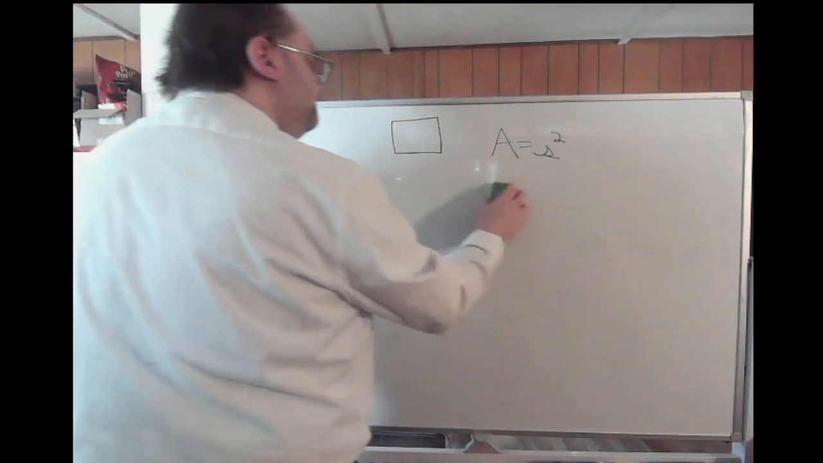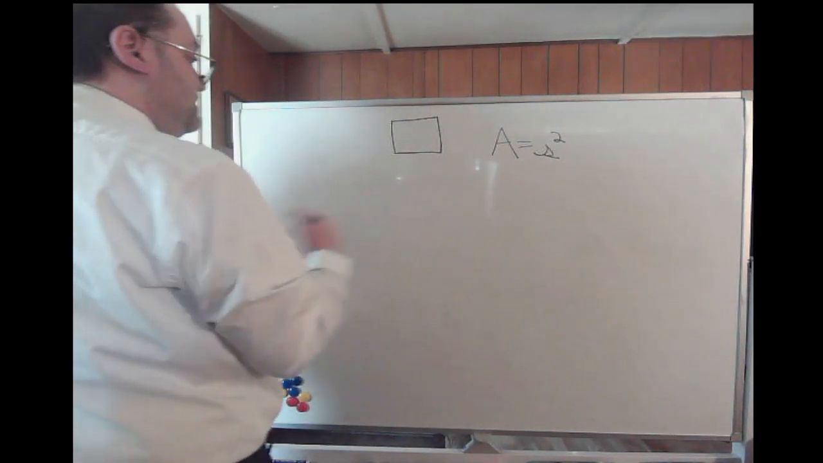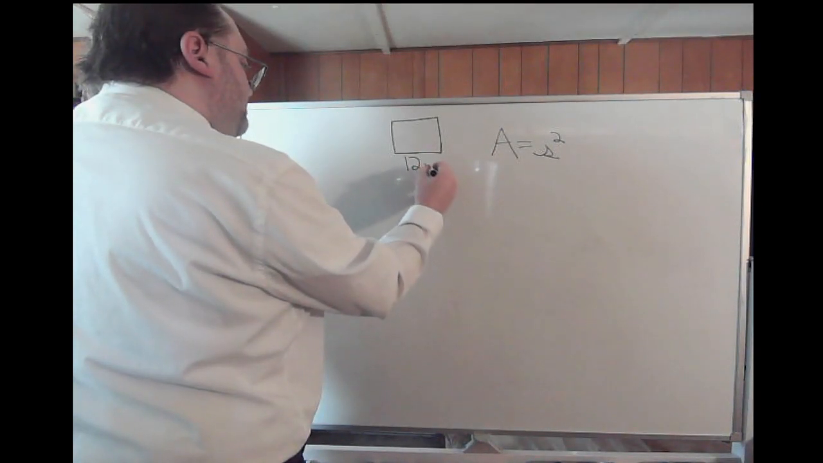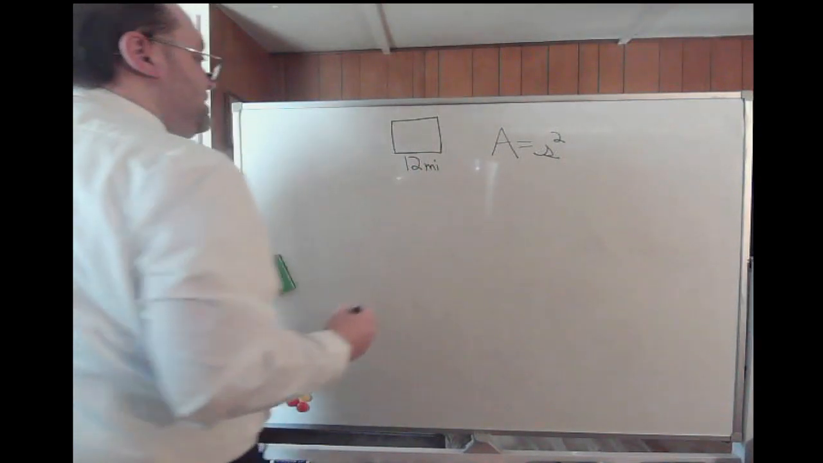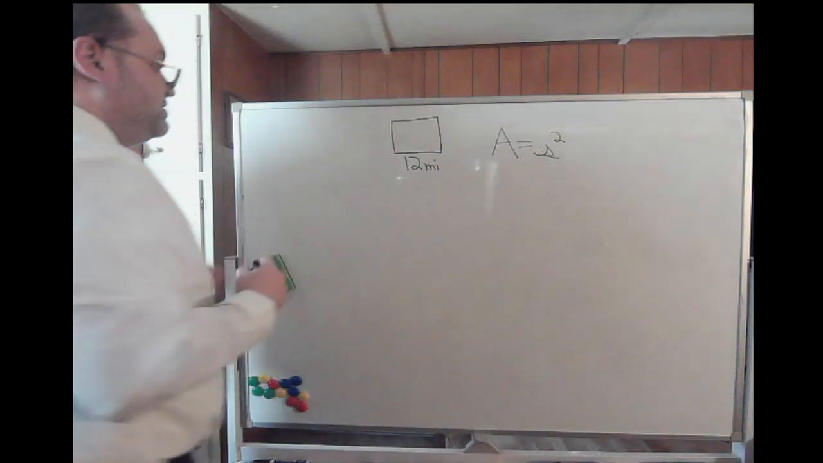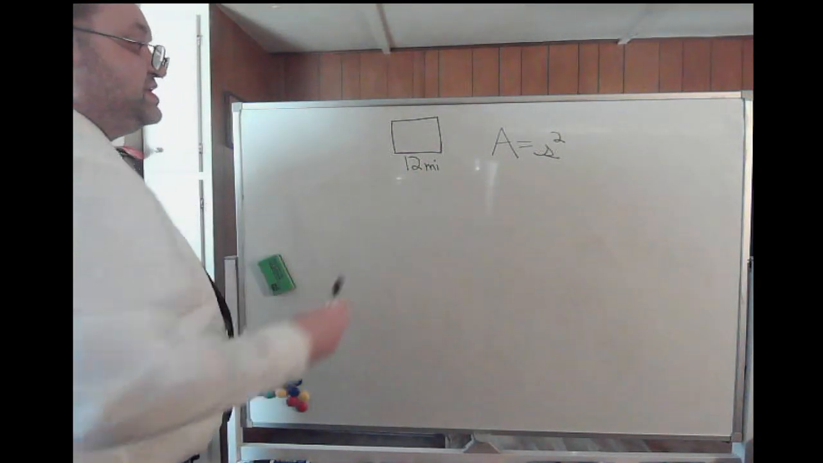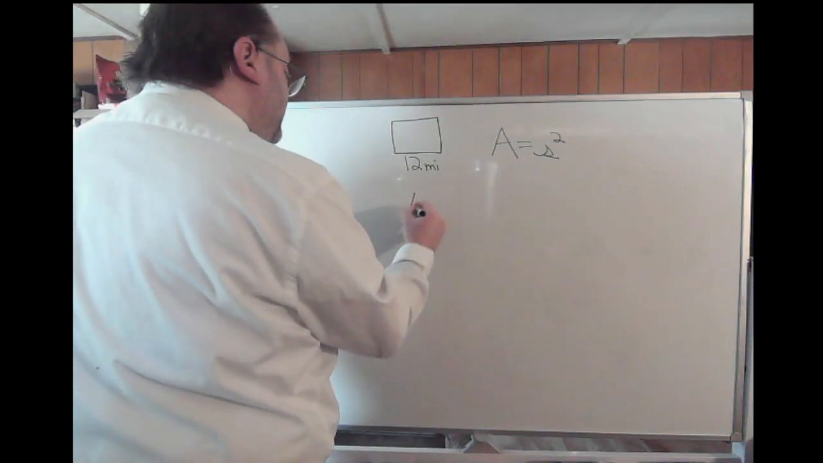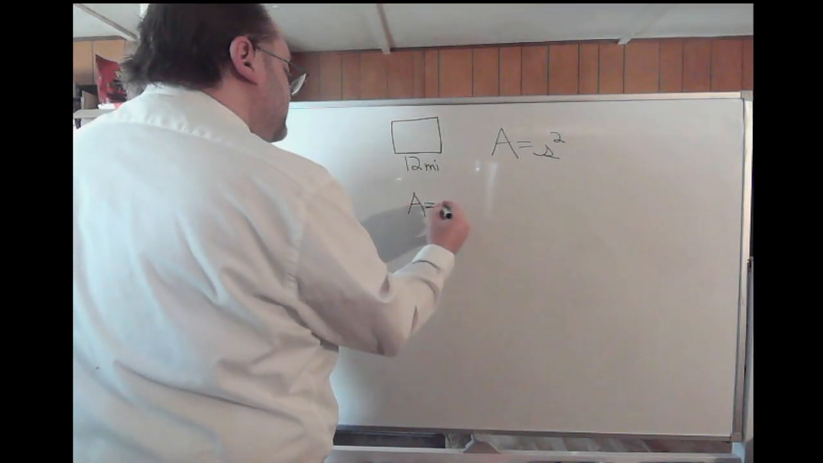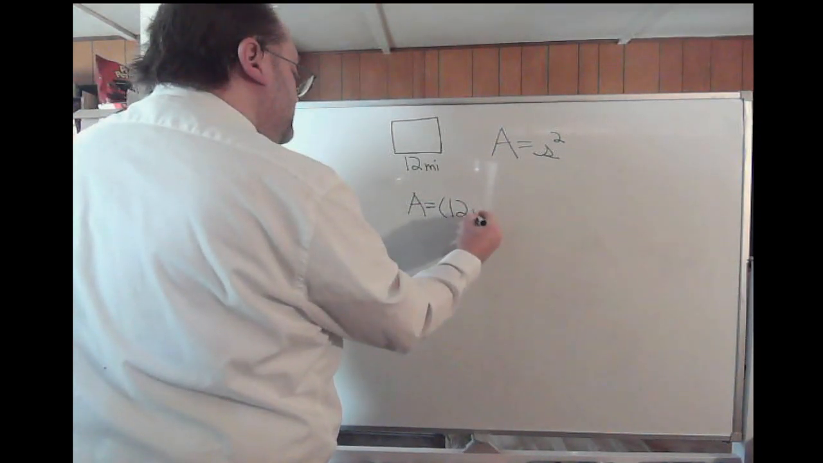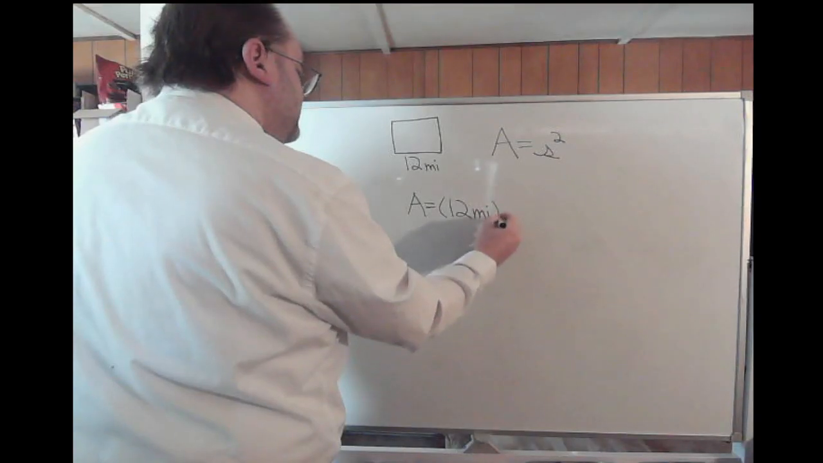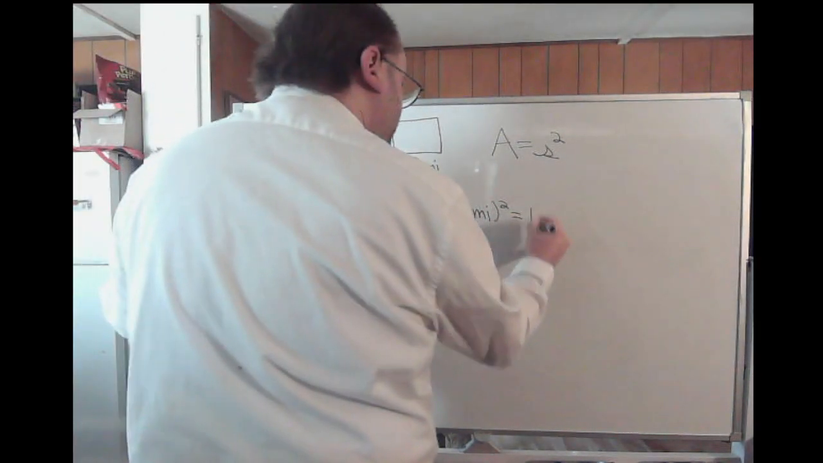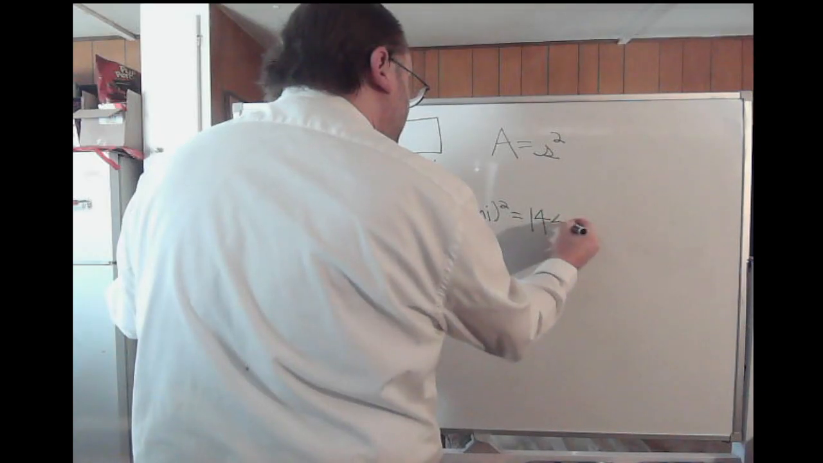Alright. Let's say we have 12 miles. So this time we picked miles. The length of one of the sides of this square is 12 miles. In order to get the area of that square, we're going to take that 12 miles to the second power, which is 144.